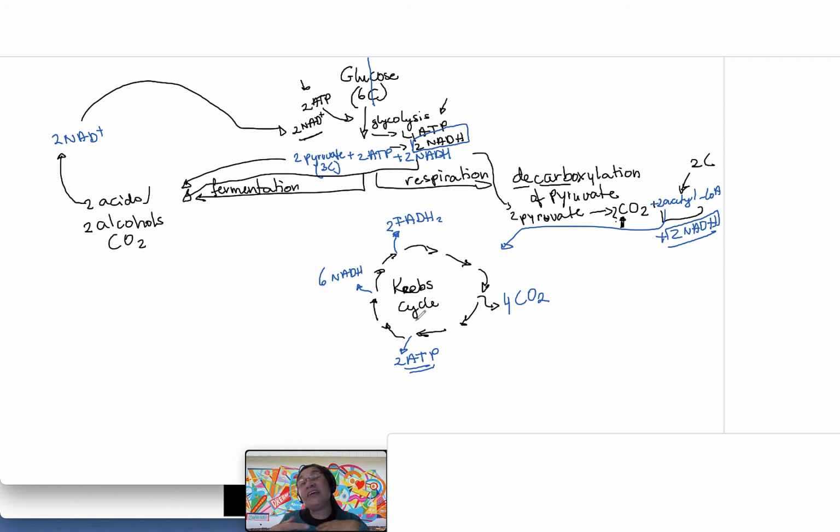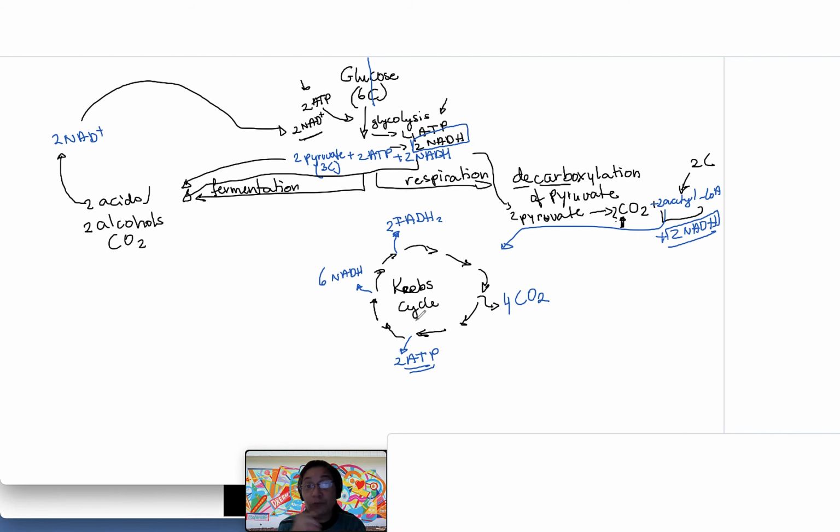So can you see that if an organism has a choice, it'll go the route of respiration rather than fermentation? Because from 1 molecule of glucose, I can get 2 molecules of ATP through fermentation, and in respiration, I can get 4 molecules of ATP. But wait, there's more. But are we good so far?